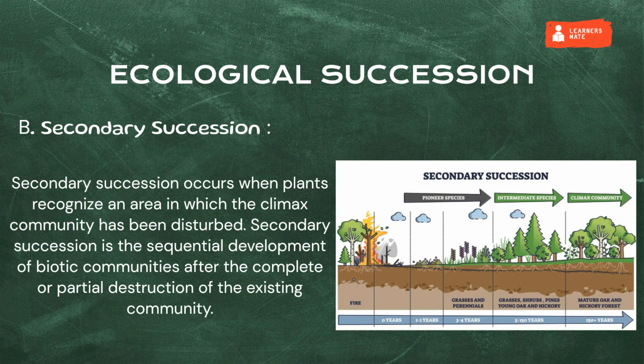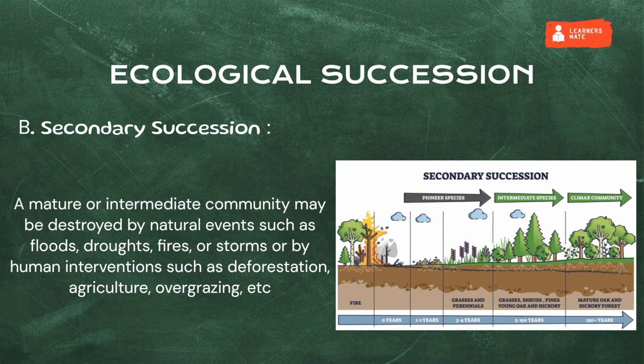Secondary succession. Secondary succession occurs when a plant community recolonizes an area in which the climax community has been disturbed. Secondary succession is the sequential development of a biotic community after the complete or partial destruction of the existing community. A mature intermediate community may be destroyed by natural events such as flood, drought, fire, or storm, or by man-made interventions such as deforestation, agriculture, overgrazing, etc.